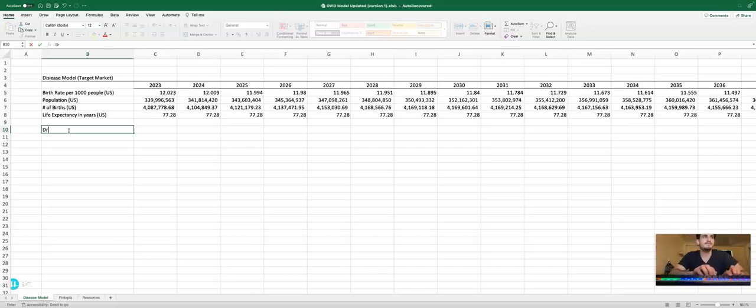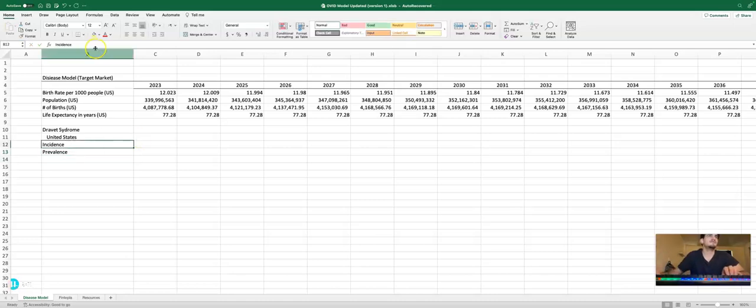So just bear with me. This is going to be the first step, okay? So we're going to start with Dravet syndrome, right? Let's start with this disease right here. And let's start with the United States. United States of America, right? No. Let's go with incidence and see things. Right, incidence and prevalence. Let's start with this.